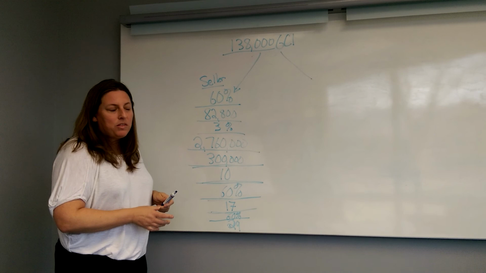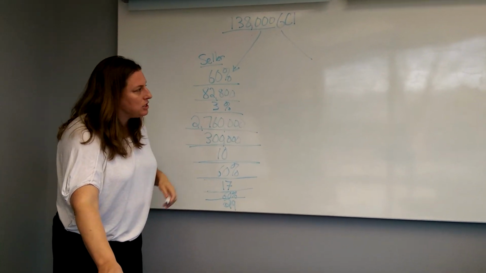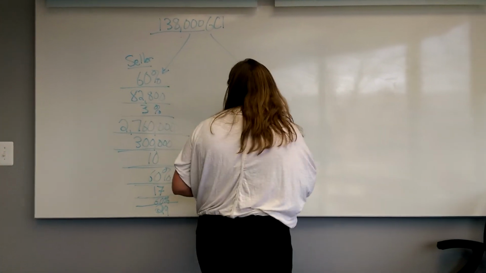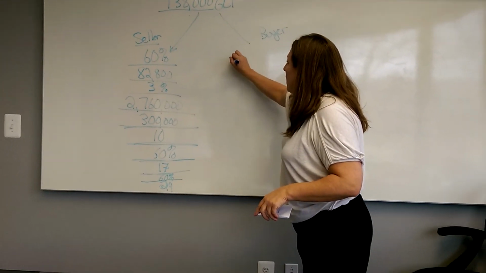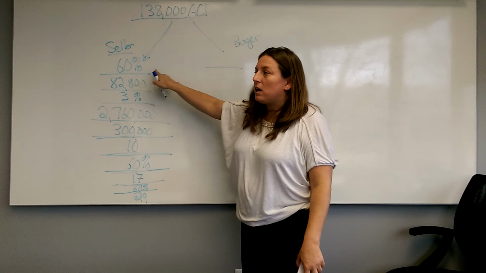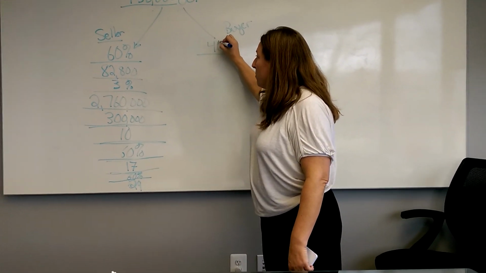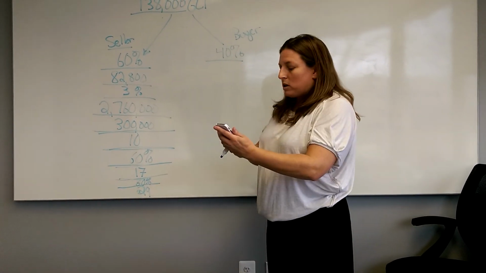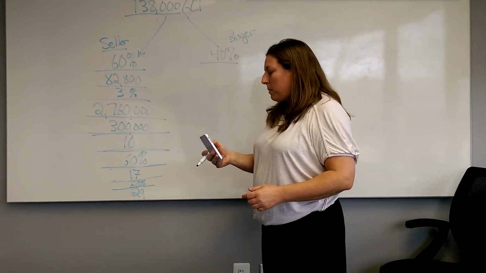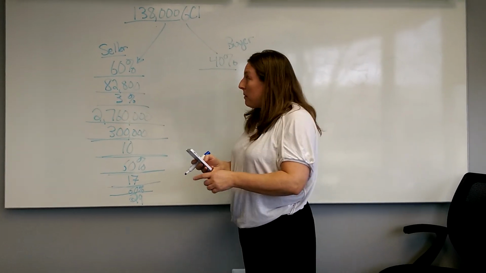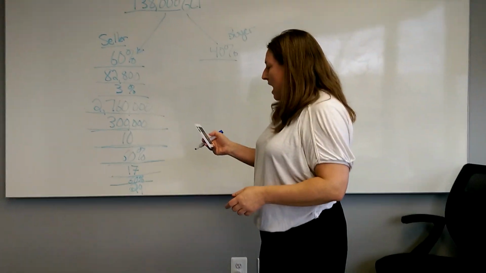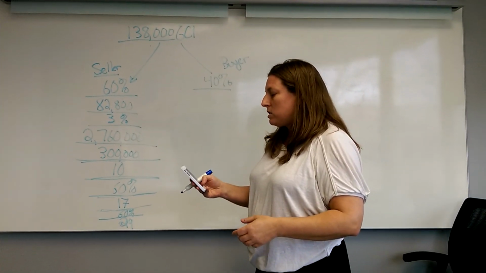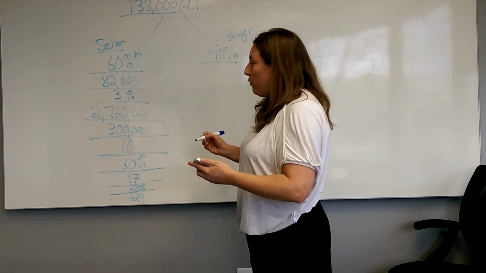We're going to do the same thing now on the buyer side. So now let's go over to this side here. This is the buyer side. Okay, so now if 60% comes from sellers, 40% is going to come from buyers. So once again, we're going to start back up top at our GCI amount. So I have 138. I'm timesing it by 40%, so 40 then the percentage sign, or 0.40.